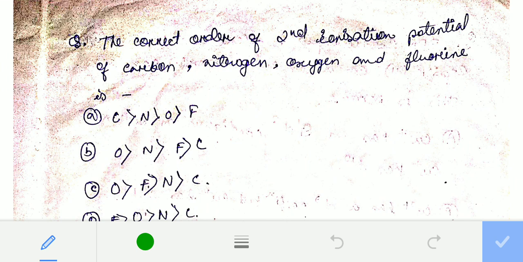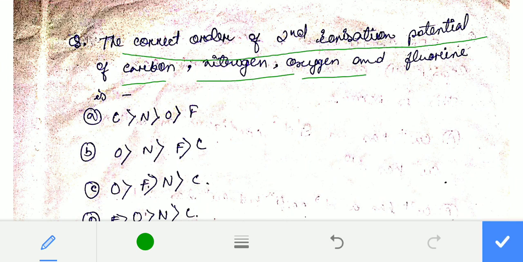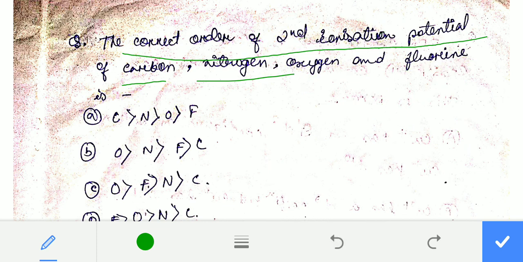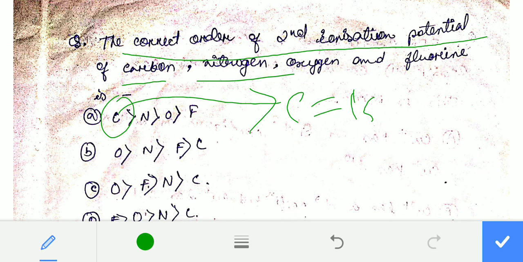In our first question, we have the correct order of second ionization potential of carbon, nitrogen, oxygen and fluorine. The question is asking about the second ionization potential, not the first ionization potential. Now, let's take the carbon atom first. The electronic configuration of carbon atom is 1s2, 2s2 and 2p2.